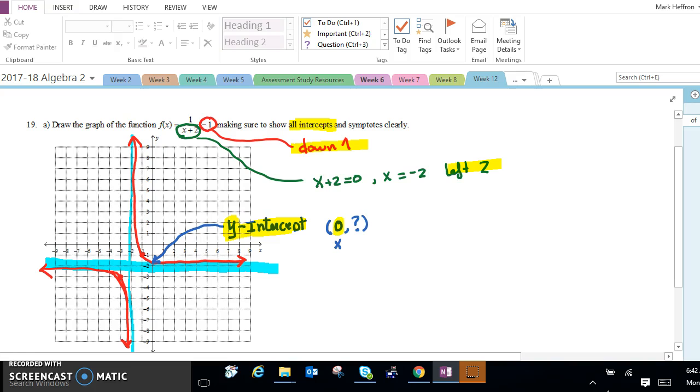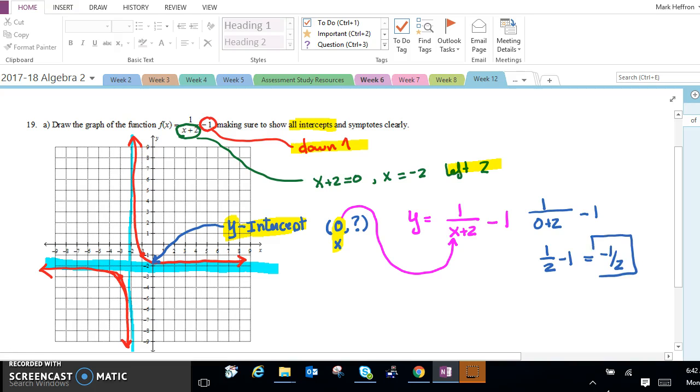The y-intercept happens when x equals 0. So that means it's really easy to find. We just use y equals 1 over x plus 2 minus 1, and we let x equal 0. So that means we have 1 over 0 plus 2 minus 1. Well, that's 1/2 minus 1, which is negative 1/2. So our y-intercept is negative 1/2.